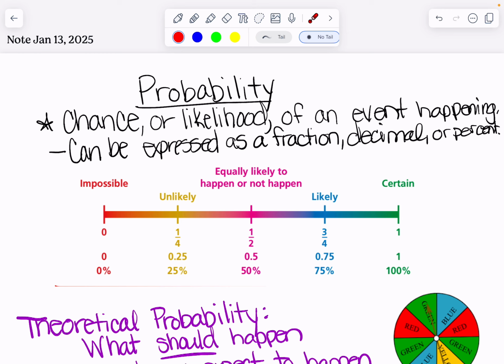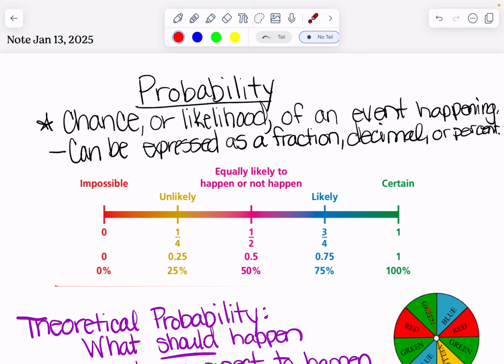We can also describe the likelihood of events happening with these words: impossible, unlikely, equally likely, likely, and certain. And they kind of align with the probability numbers. So if there's a 0% chance of something happening, then that would be impossible. If there's a 100% chance of something happening, then that would be certain.